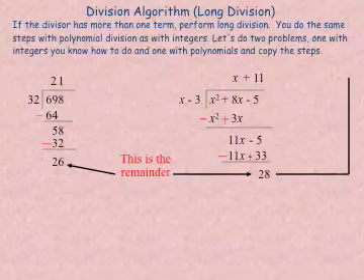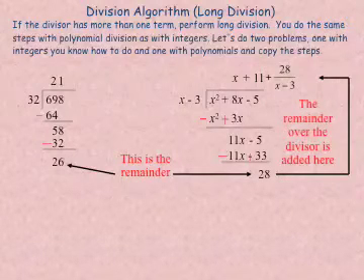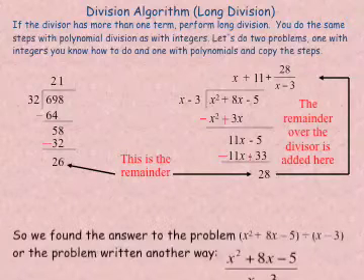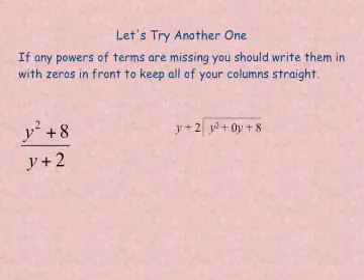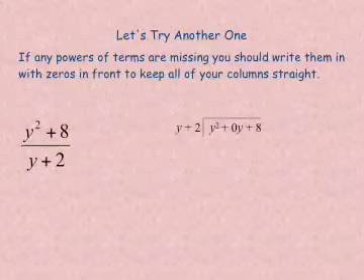When we have a remainder, we will place that remainder up next to our answer, adding it on, and the remainder is over the divisor. We'll try another one. Now here we have y squared plus 8 divided by y plus 2. We need to put a 0y in the y squared plus 8 to hold that position.